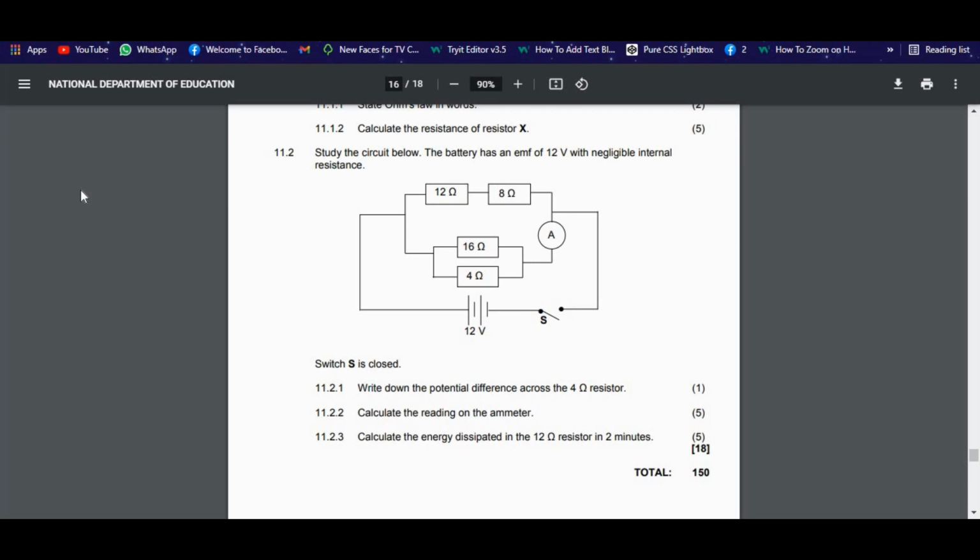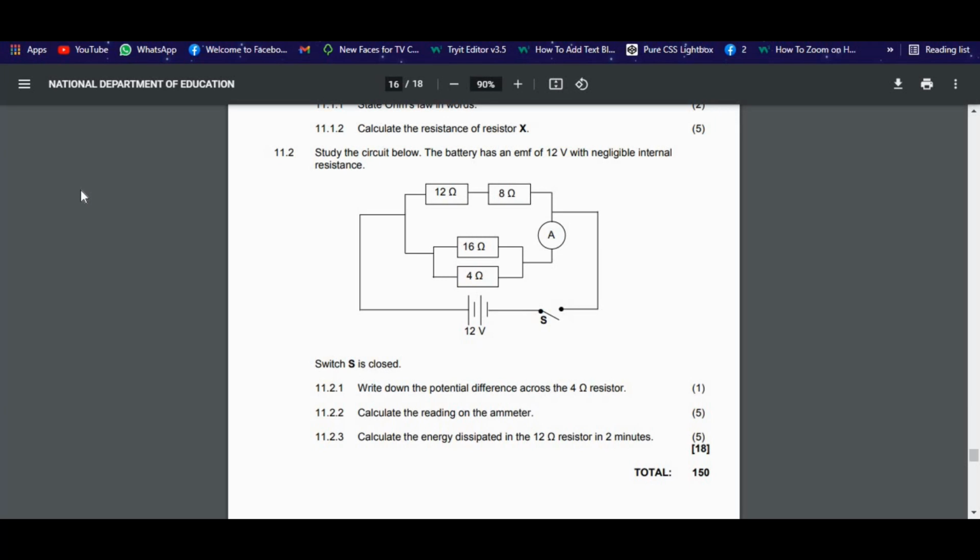Alright, 11.2 is more of a major circuit here, or bigger circuit. We've got parallel components there and everything. Study the circuit below. The battery has an EMF of 12 volts with negligible internal resistance. They say now that switch S is closed. Write down the potential difference across the 4 ohm resistor. That was 1 mark, so that means the answer is on the circuit.